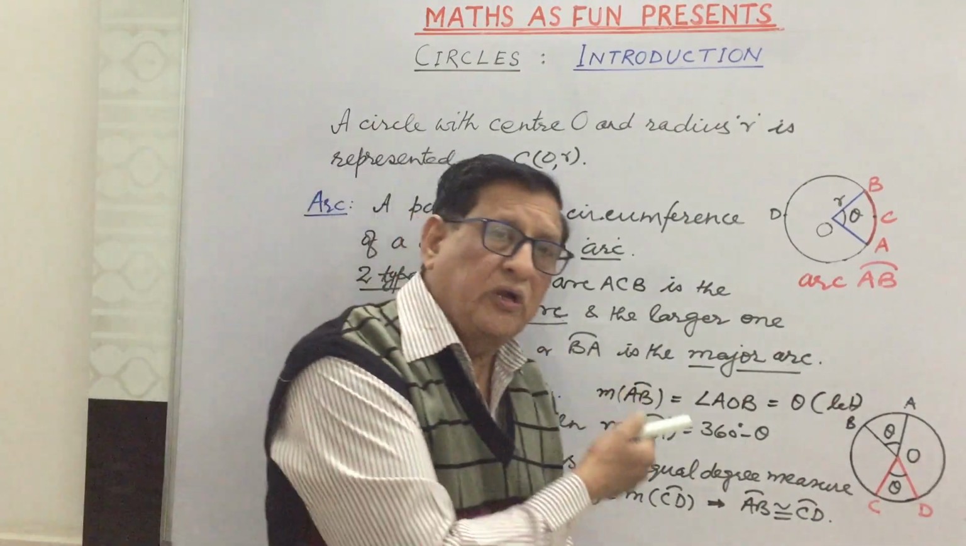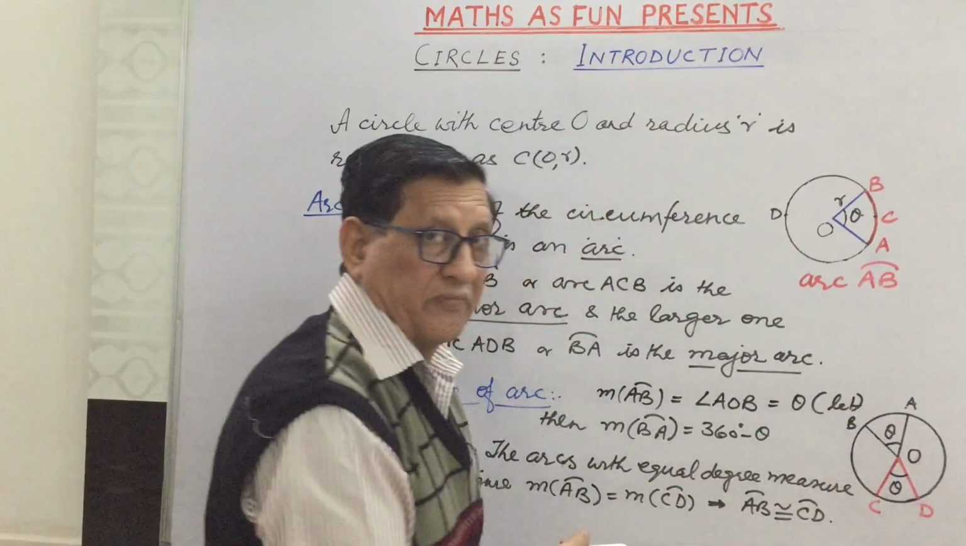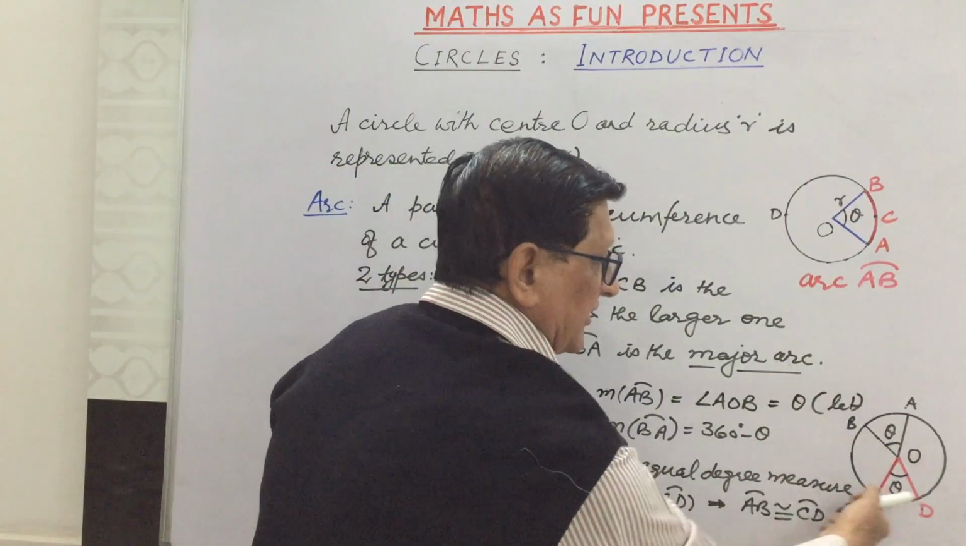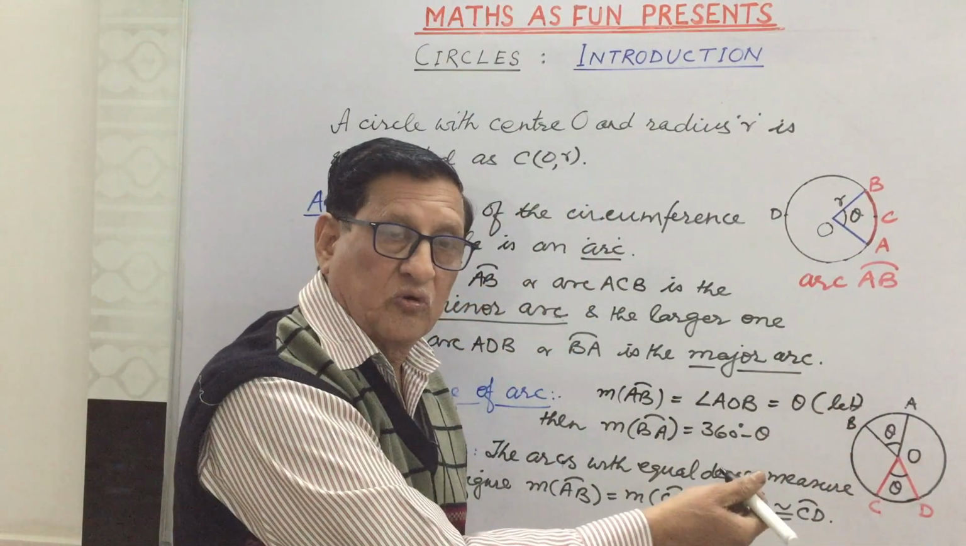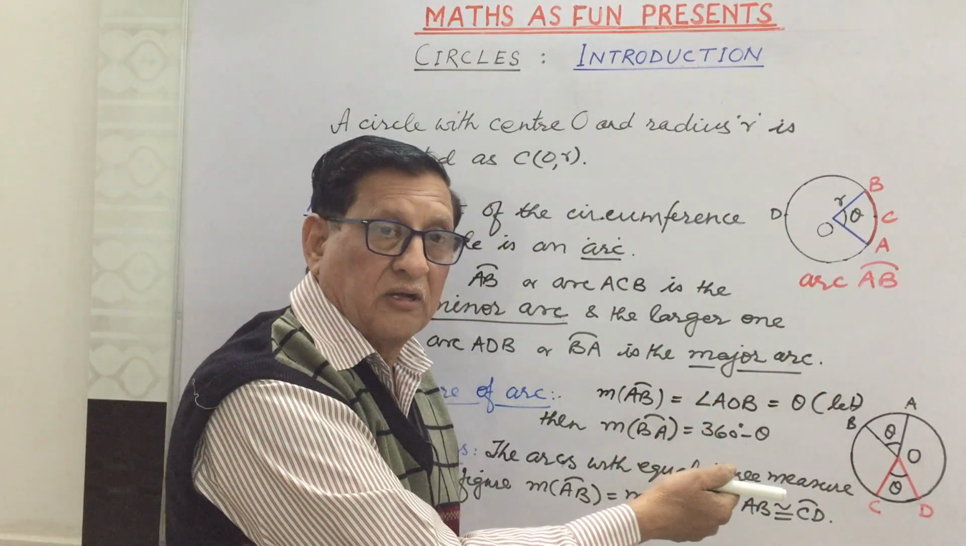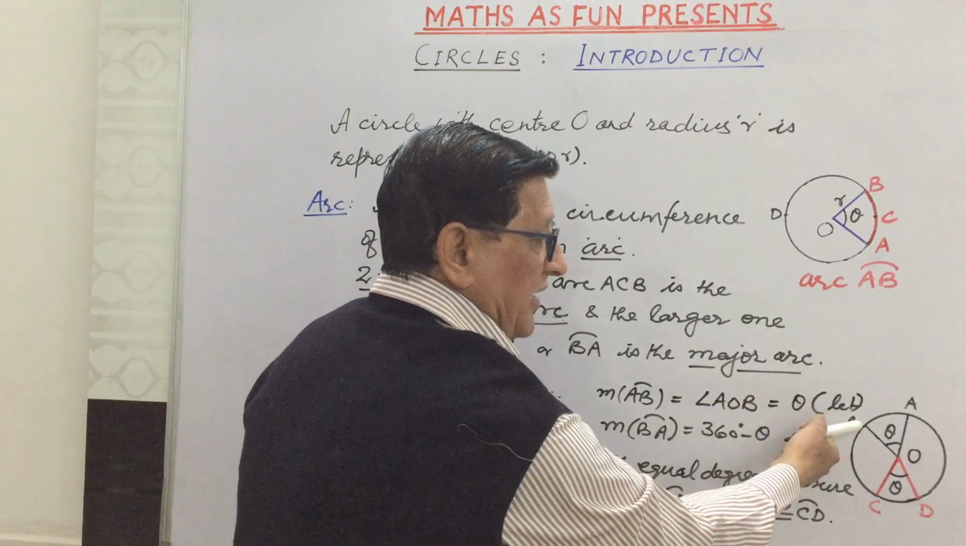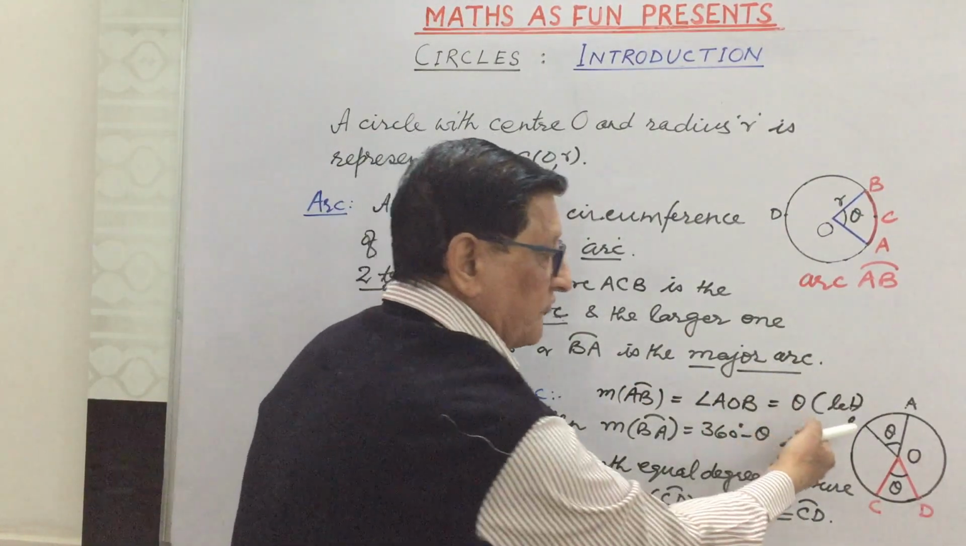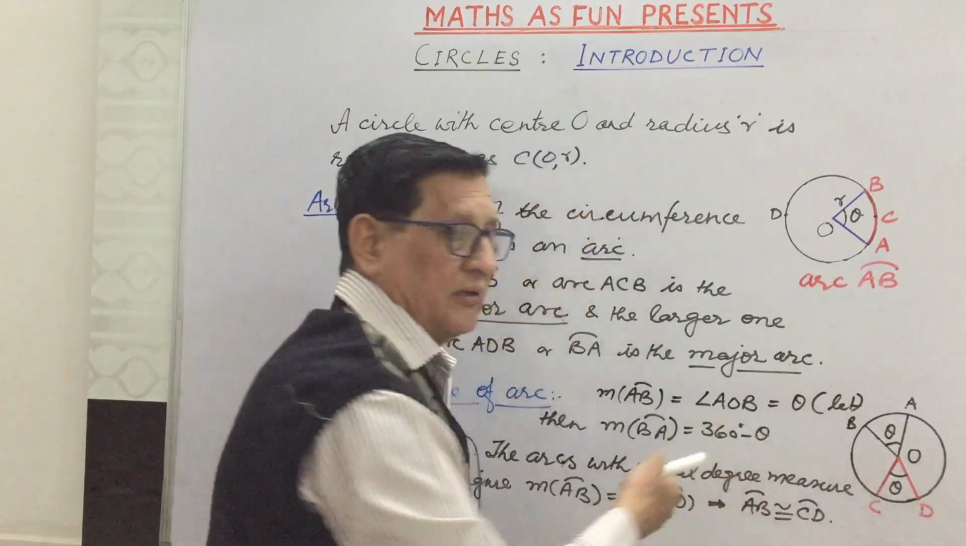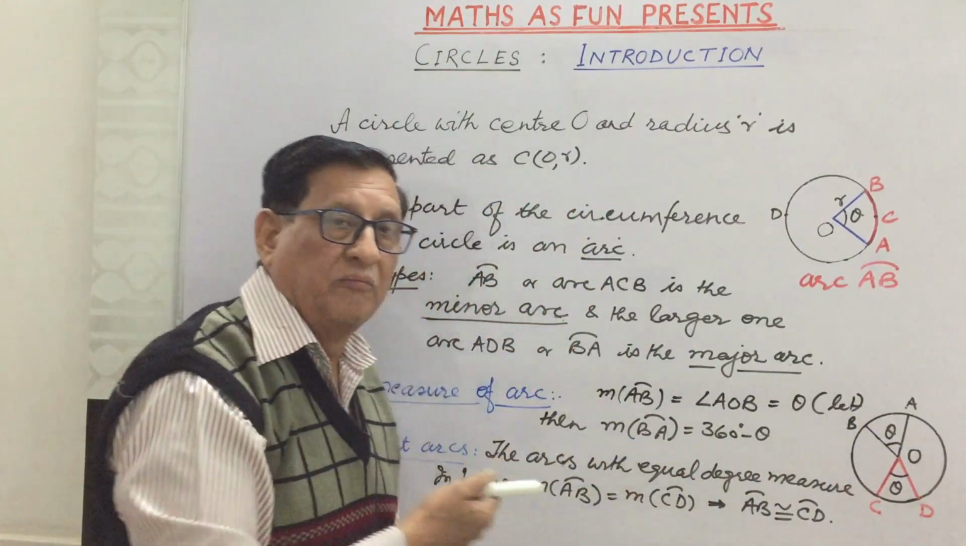What about congruent arcs or equal arcs? Actually, if two arcs AB and CD are equal, then we call them congruent arcs. But how to say that? Actually, we say that if the degree measures of two arcs are equal, then these arcs are also equal.